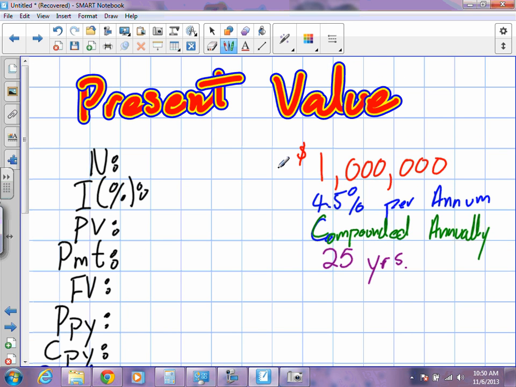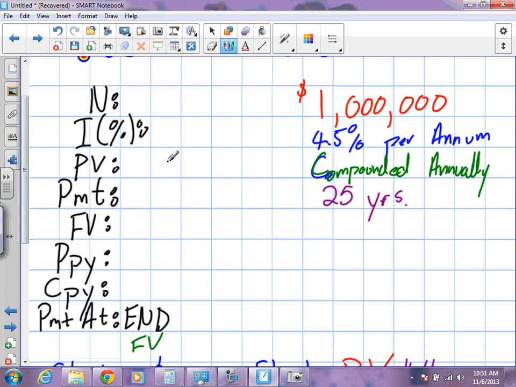So, in this question, we won the lottery. We have $1 million right now, and we want to live off of this money. Is that present or future? Present. I have all that money right now, and I'm just going to live off of it for 25 years. So our $1 million goes into which of these categories? PV, that's right. Our present value will be $1 million.